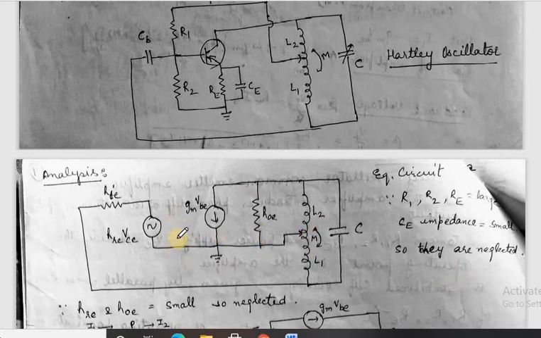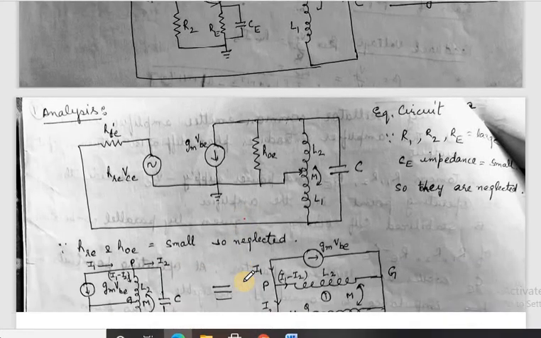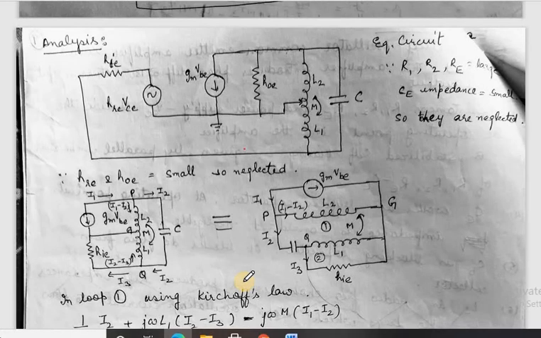Next we'll be modifying this circuit also. Here the values of HRE and HOE are very small, so they can also be neglected, so that we get a simplified circuit. So we have further neglected these two, and finally we have obtained this type of circuit. Only GMVBE is left, and here only HIE is left.